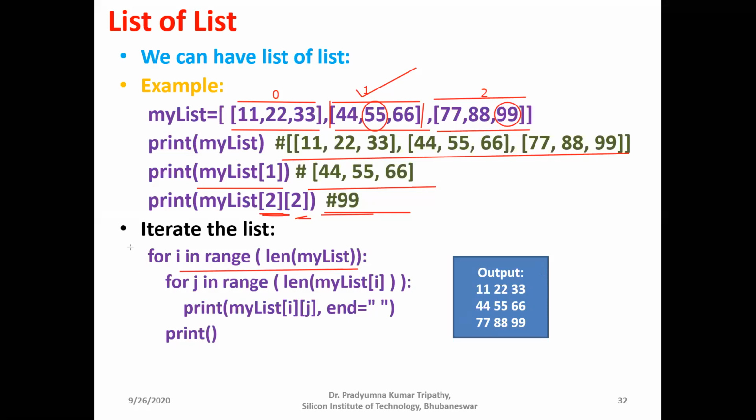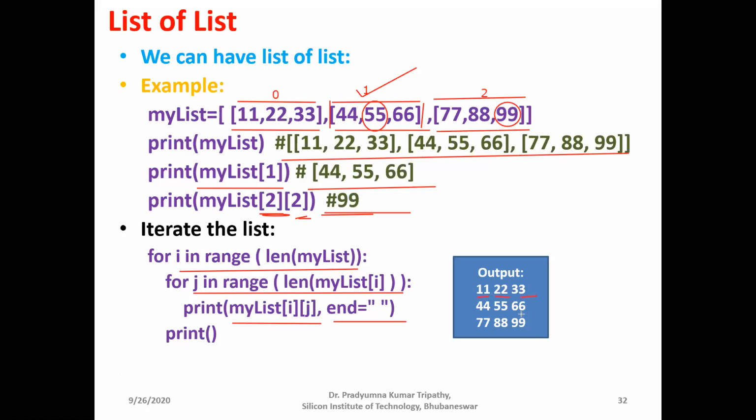And while i equals 0, 1 and 2, j is a nested loop which will range over the length of my list of i. What is my list of i? My list of 0, my list of 1 and my list of 2. For every sublist, it will find the length of the list. For example, for the first one it is 3, so it is from 0 to 2. So for each i, j goes from 0 to 2, and it will print ij, that means it will print 11, then 22, then 33, all in the same line because I have given end equals this.